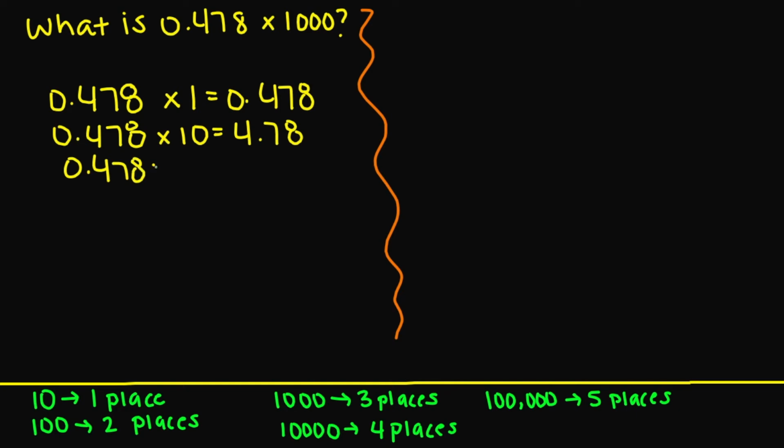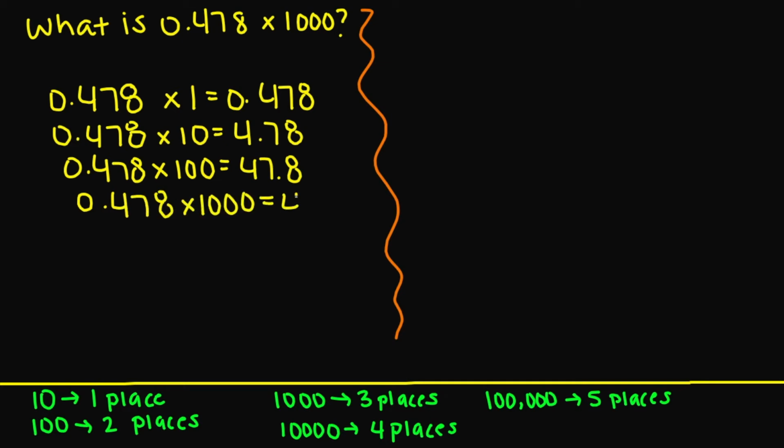0.478 times 100 is going to give me 47.8. And then 0.478 times 1,000 is going to give me 478. Let's say you had to answer this question quickly. If I multiply by 1,000, I just have to move my decimal point 3 places to the right. So this is going to be 1, 2, 3. It puts me right here after the 8, and this is just going to be 478.